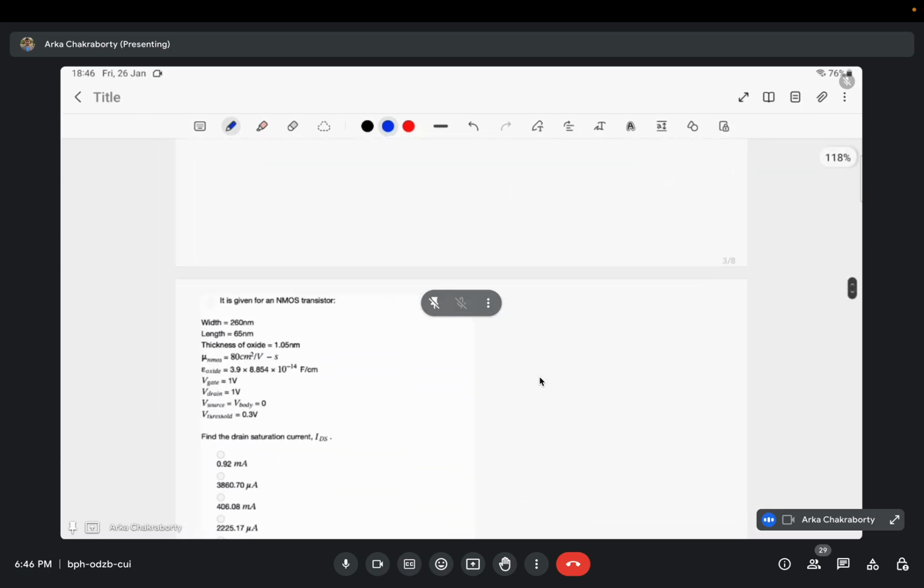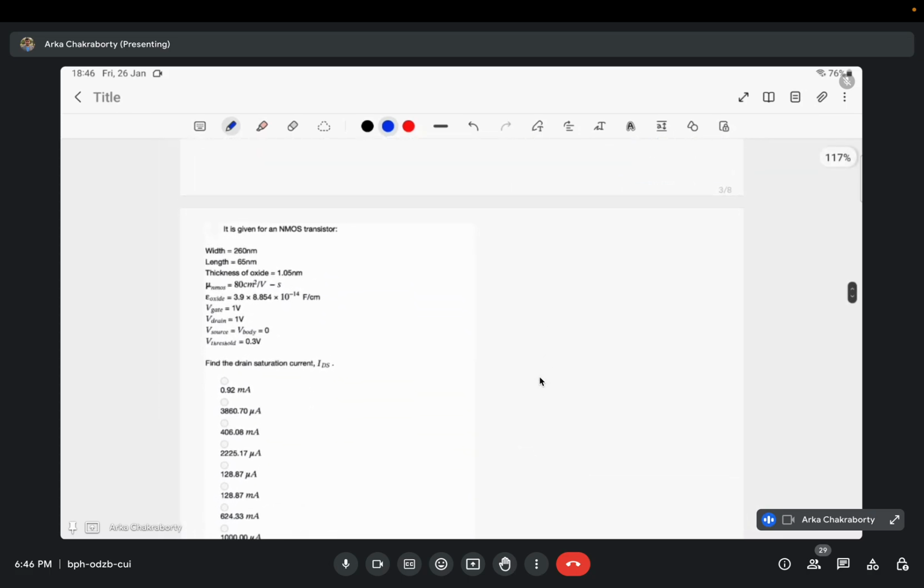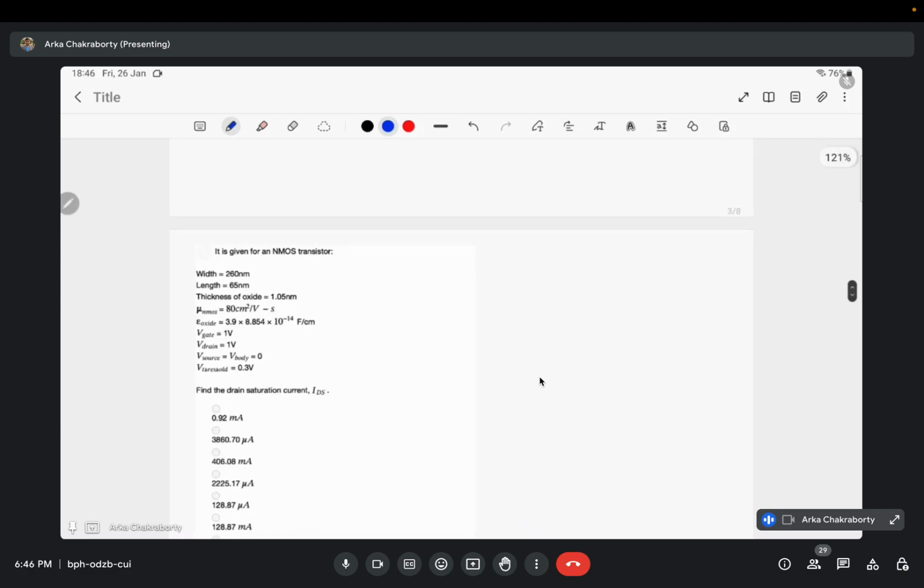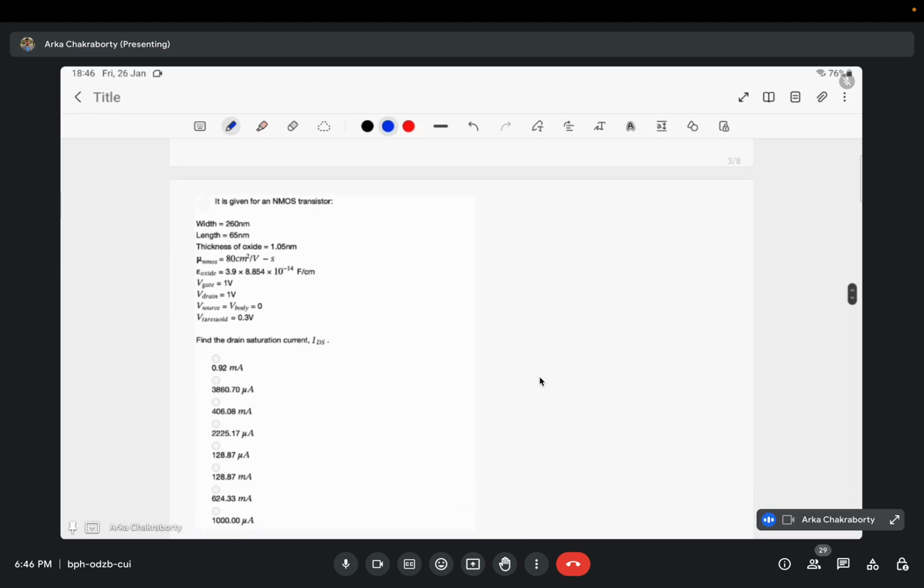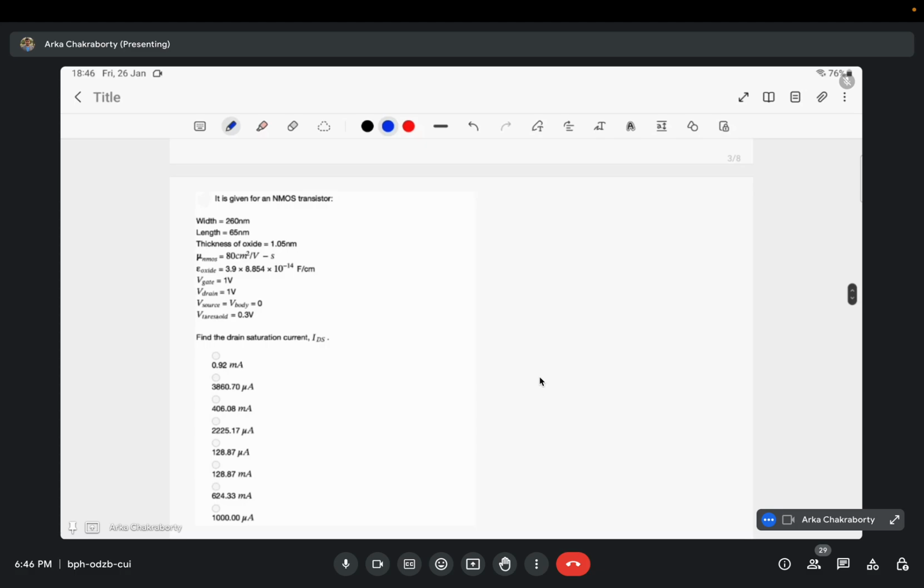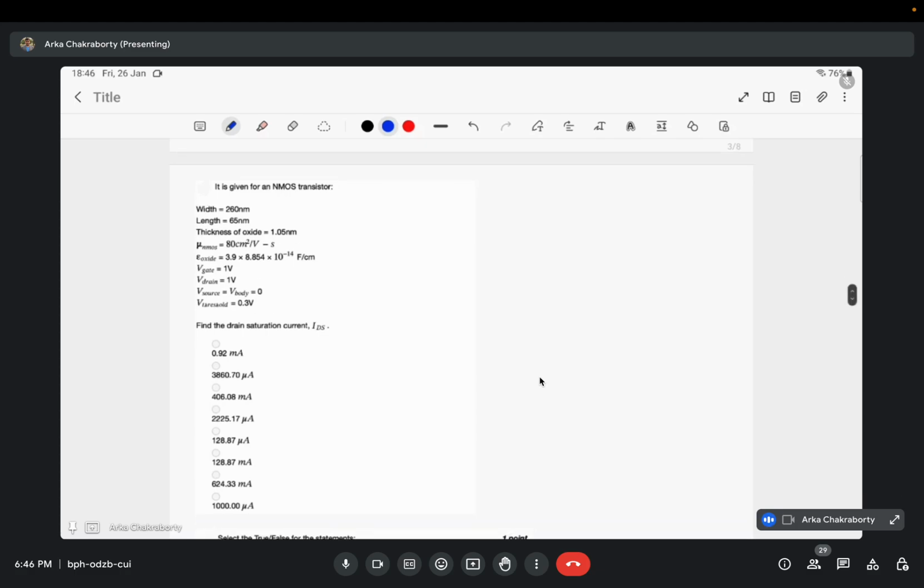Okay, let's move to the next one. It is given for an NMOS transistor. W is given, L is given, the width and length are given, the thickness of the oxide is given, the mobility of the NMOS is given, the permittivity epsilon oxide is given, the gate voltage, drain voltage, source and body voltage are given, and the threshold voltage is given. Basically it's a 65 nanometer technology node. They have asked us to find the current IDS. Simple, IDS.